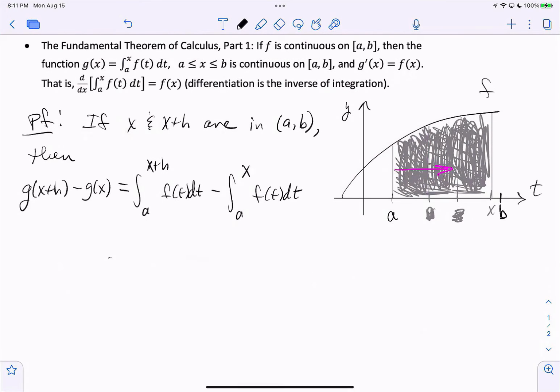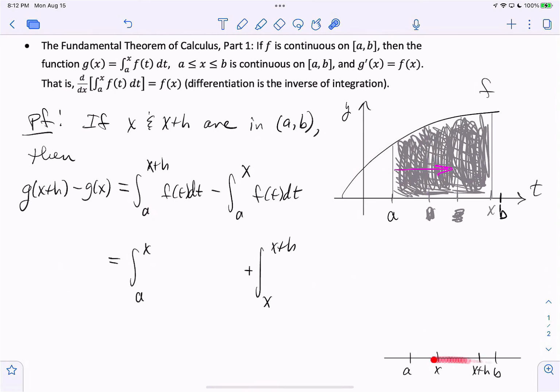Now, there's a property of definite integrals that says if I have an integral that goes from a to x plus h, for instance, then I can split it up into an integral from a to x added to an integral from x to x plus h. And I have a visual down here to point out what I just did.